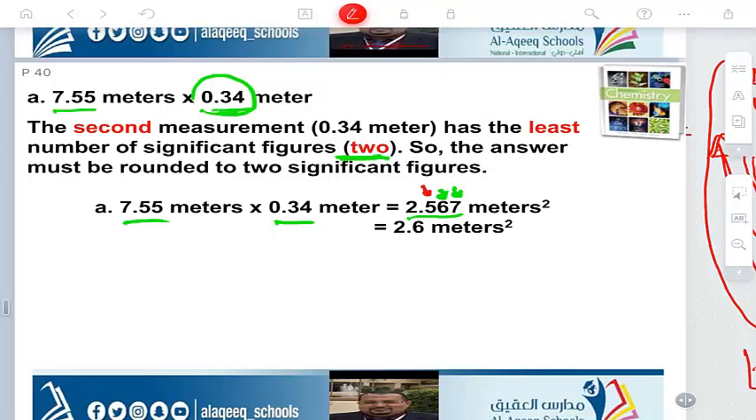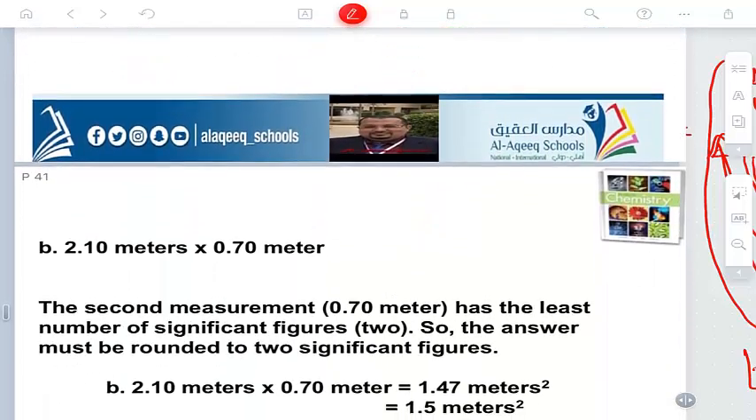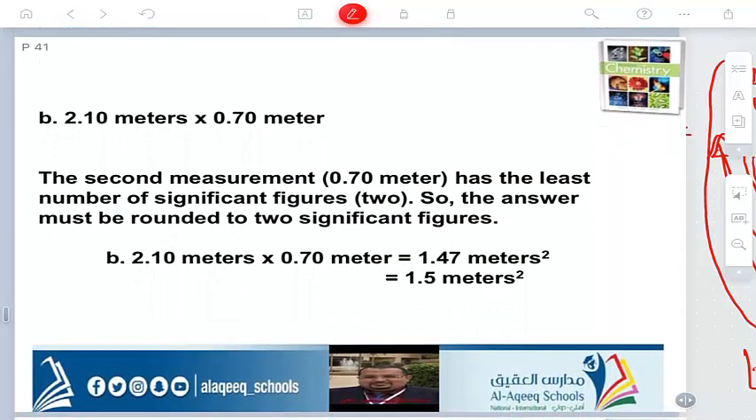But if it's more than 5, make it 6. So change it to 6. So it's 2.6 at this moment, and we make it 2 significant figures only, the answer. To understand more, let's try the second example.